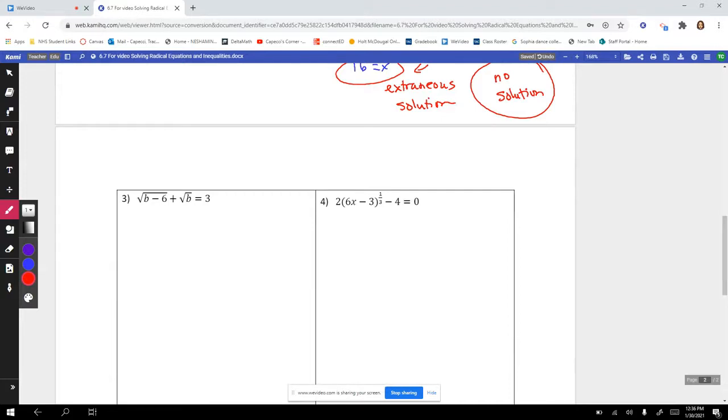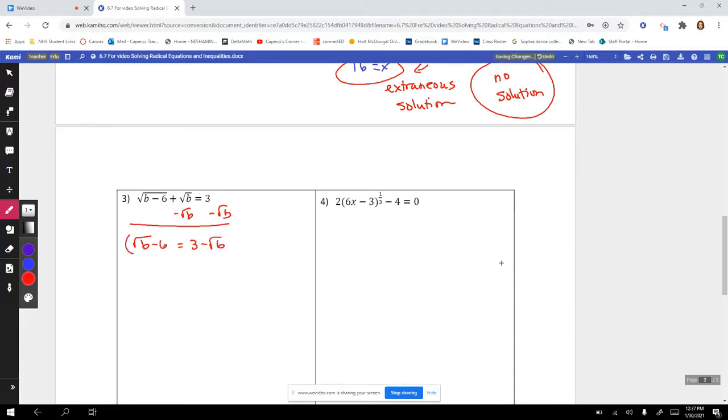Now, in number 3, very similar to the last one, except I have my radicals on the same side, so I don't want that. I'm not going to be able to get rid of a radical sign that way because my radicands are not the same. So I'm going to bring that to the other side, and I have the square root of b minus 6 is equal to 3 minus the square root of b.